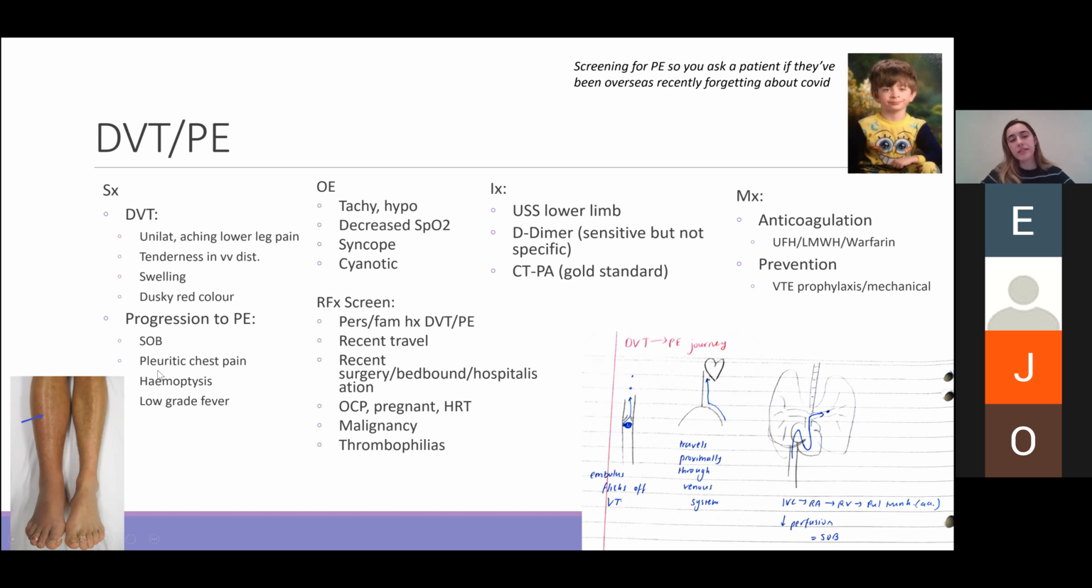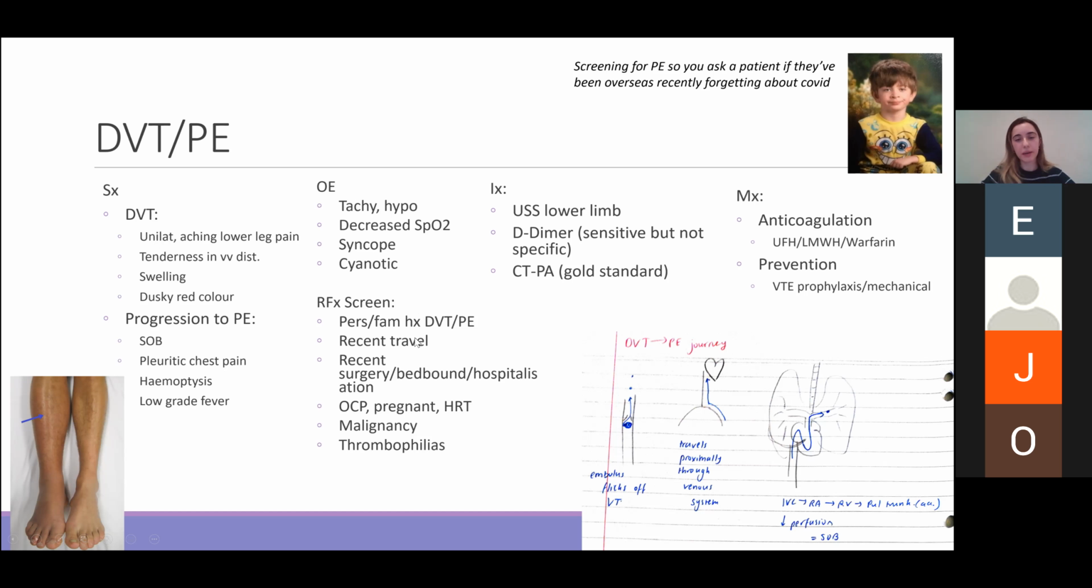Then you should always check if it's progressed to a PE. You can check that by asking if they're short of breath, if they have pleuritic chest pain. Pleuritic just means if they take a deep breath in, does it hurt? Hemoptysis, so coughing up any blood. And often they'll have a low-grade fever, which you can check on their vitals as well. They can have a PE without a DVT as well. It's not like you have to have a DVT to have a PE, or pulmonary embolism.